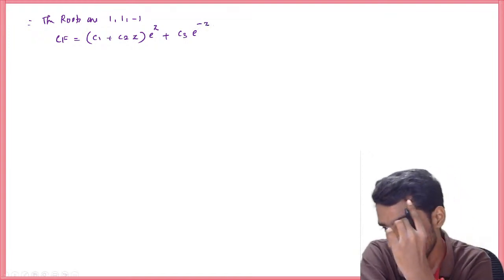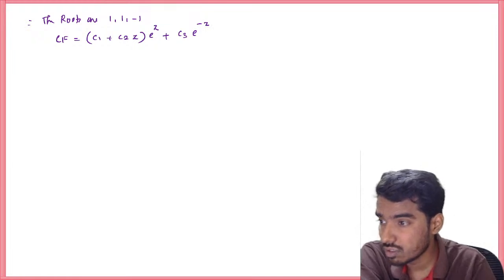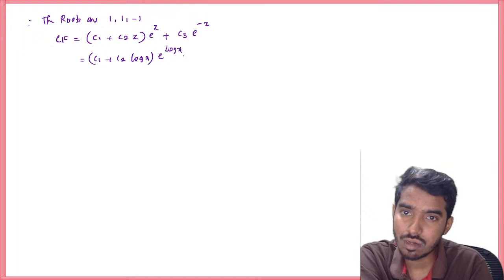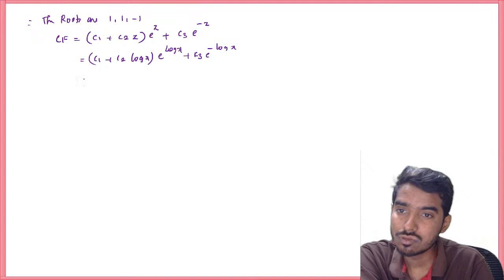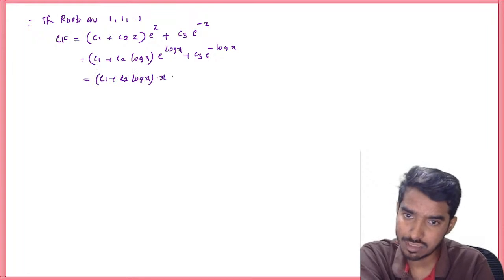Right? This is your characteristic function. Everything you have to write in terms of Z, right? Okay. So you again replace Z by log x. So e power log x, C3 e power log x. This is same as C1 plus C2 log x into x.